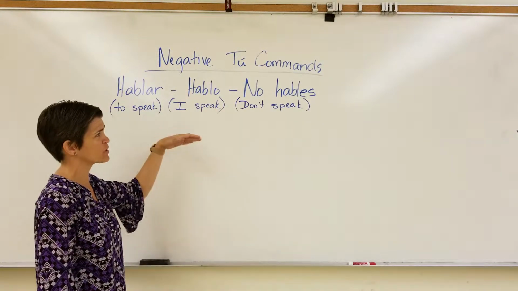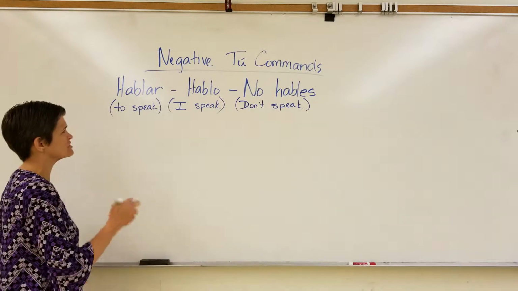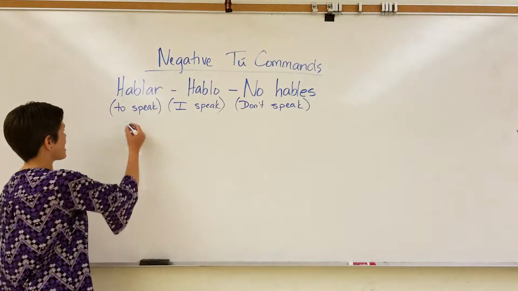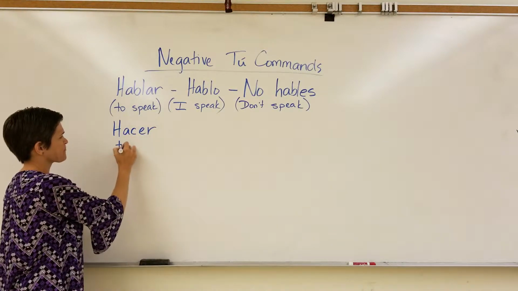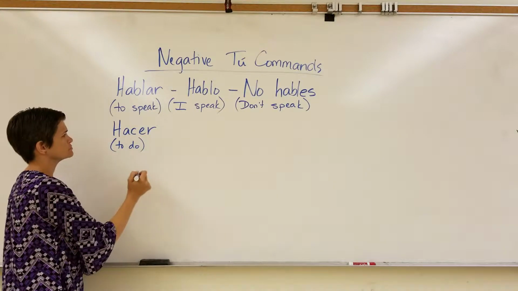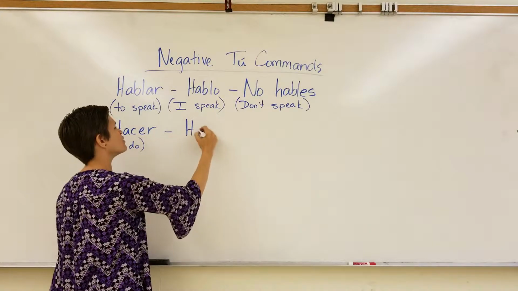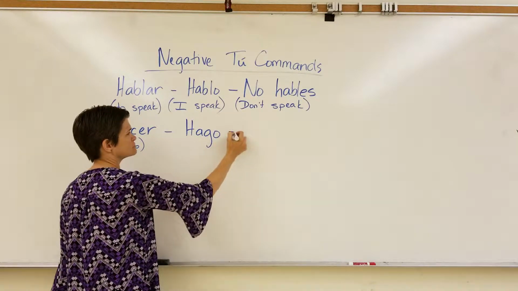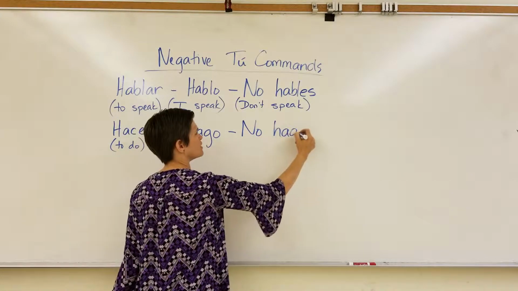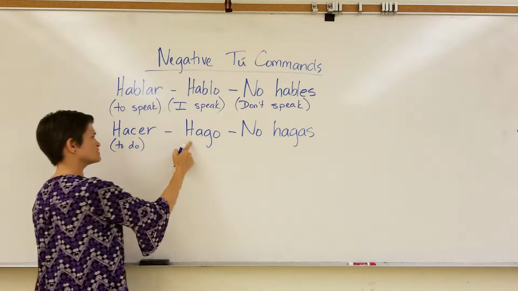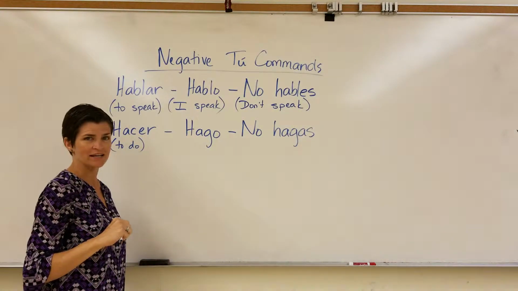Now for a verb like this, it may seem like this first step here where we put in the yo form is pointless, because why didn't we just go from hablar to no hables? So the reason for that is because some verbs have irregular yo forms. For example, the verb hacer means to do. The yo form is hago. So then the negative command is no hagas. We start with the yo form and then we switch. It was an ER verb, so we're going to give it an AR ending.